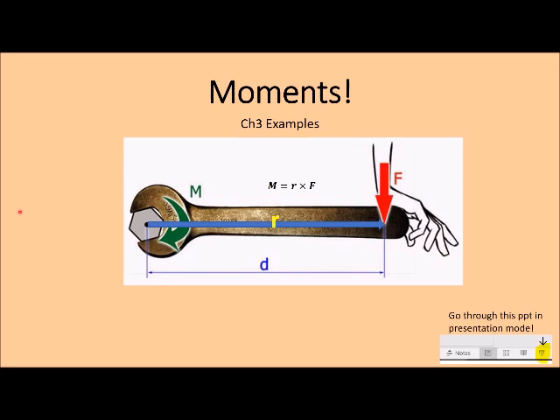So we're looking at how hard it is to rotate something. And that's going to be dependent on your lever arm, the length of your lever arm, and on the magnitude of the force coming down. And there's this perpendicular relationship here that we're going to use cross products to find.